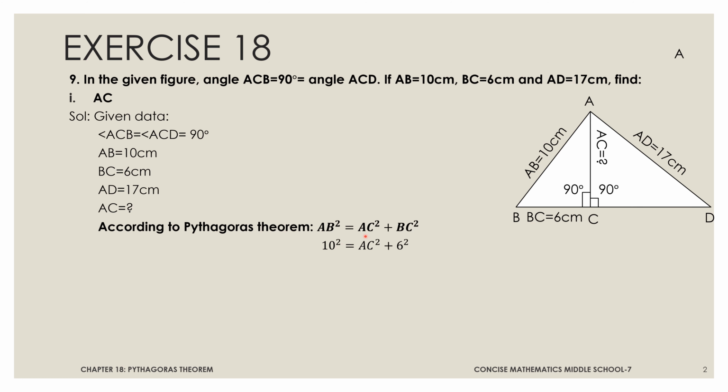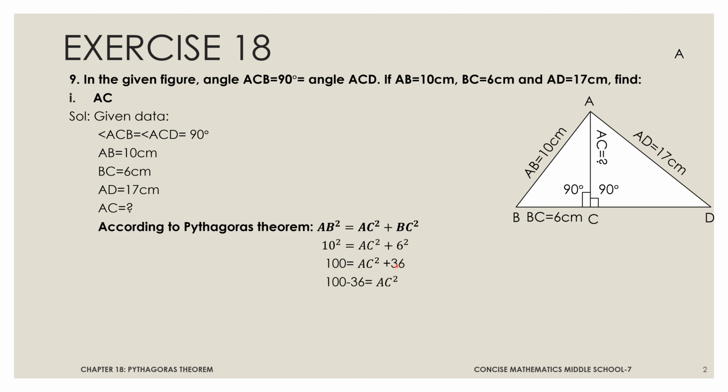And what is the value of AC? AC we don't know, so you need to write it as it is, plus BC. BC is 6, so 6 square. 10 square is nothing but 10 into 10. It is 100 is equal to AC square plus 6 square, which means 6 into 6. 6 6s are 36. We need to find the value of AC square, so you need to get this 36 on the other side. When this 36 comes on the other side of equal to, it becomes minus 36. So 100 minus 36 is equal to AC square.